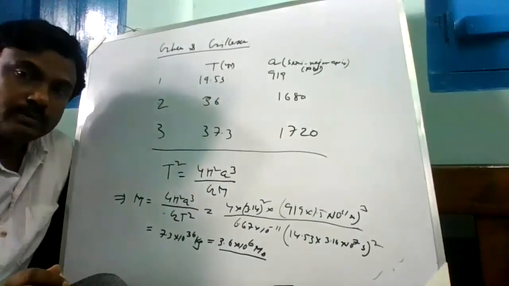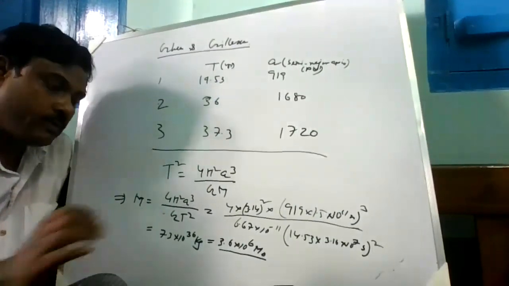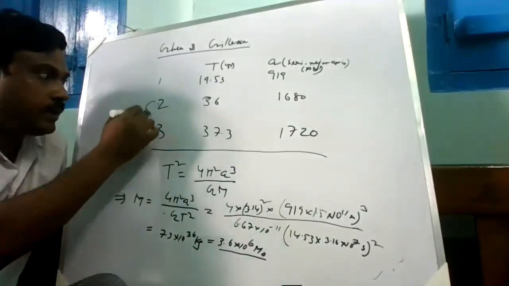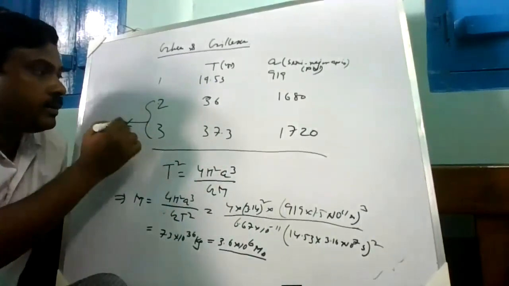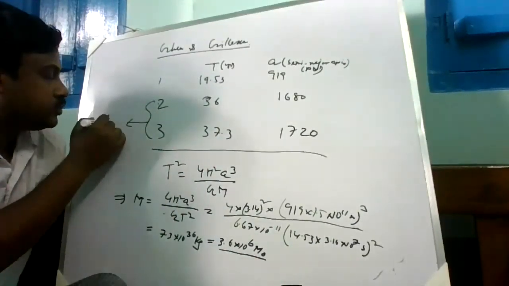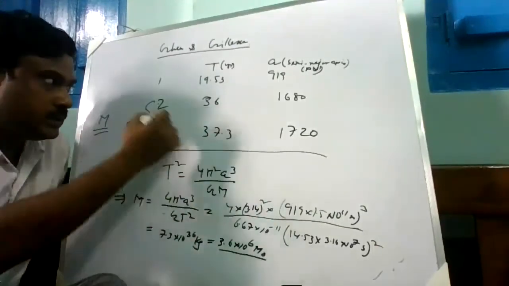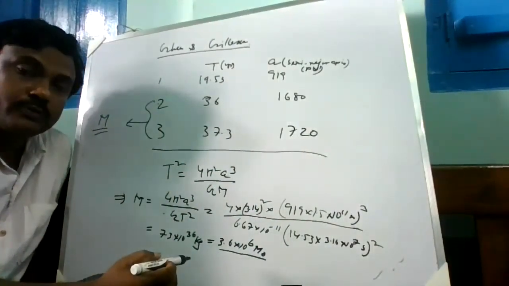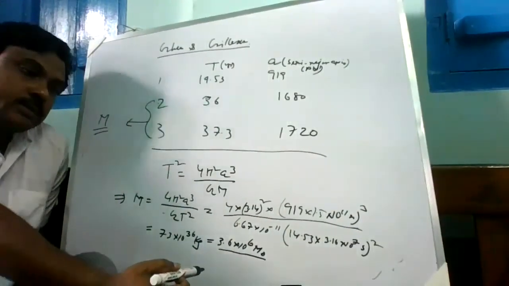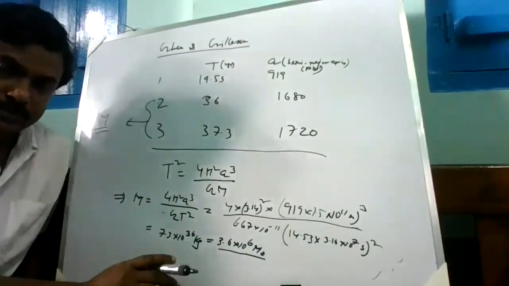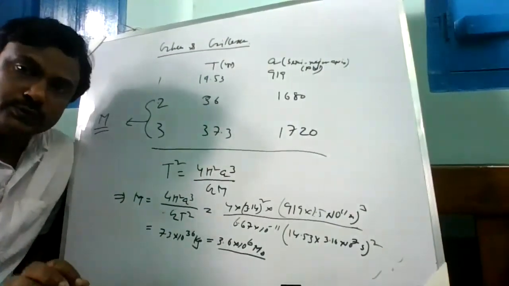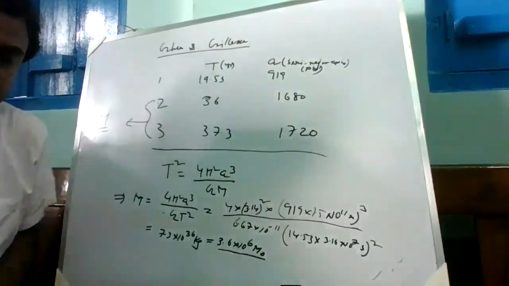Now I am giving homework to you. Calculate with this same method the mass of the supermassive black hole using the orbital parameters of star 2 and star 3. See whether these are close to this, and I am giving it as an exercise. Do it. Thank you.